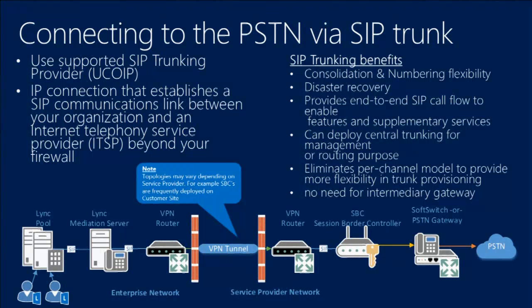Some SIP trunking providers might position a VPN router on your side, in your environment, create a VPN tunnel to their environment, have a router there, and then they have some kind of session border controller, some gateways, and will connect you to the PSTN. There are also some SIP trunking providers who will just put an SBC, session border controller, directly in your environment. It depends on how they do it. But for you as a customer, you can probably see this as a black box.